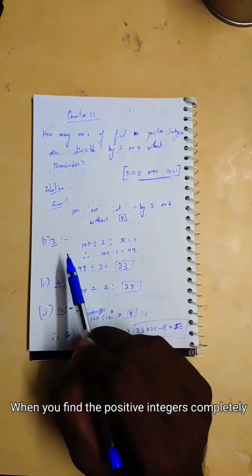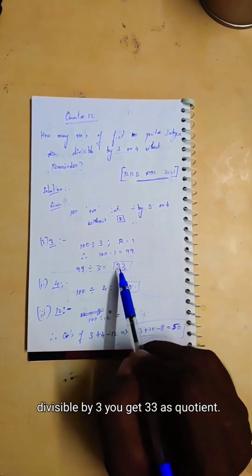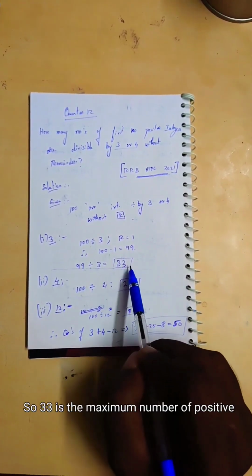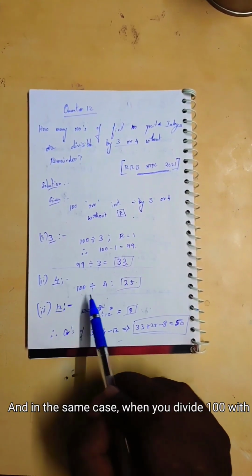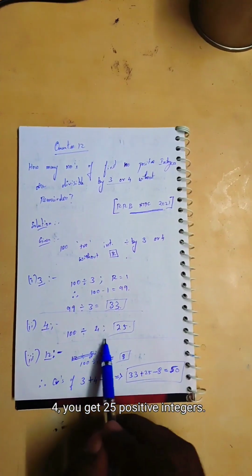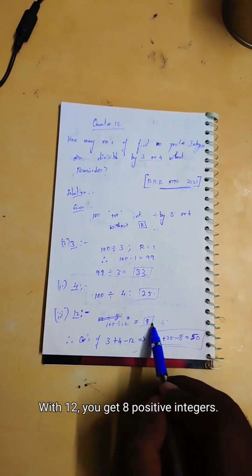Let's find out. When you find the positive integers completely divisible by 3, you get 33 as quotient. So 33 is the maximum number of positive integers divisible by 3 up to 100. In the same case, when you divide 100 by 4, you get 25 positive integers. With 12, you get 8 positive integers.